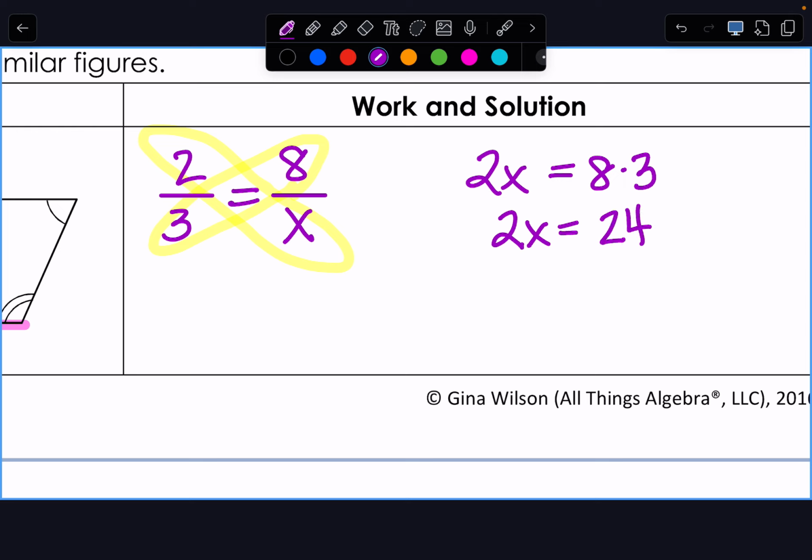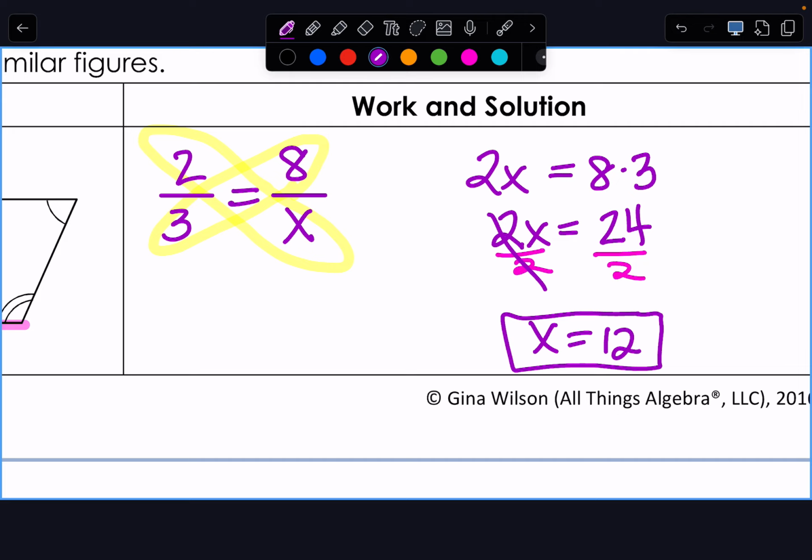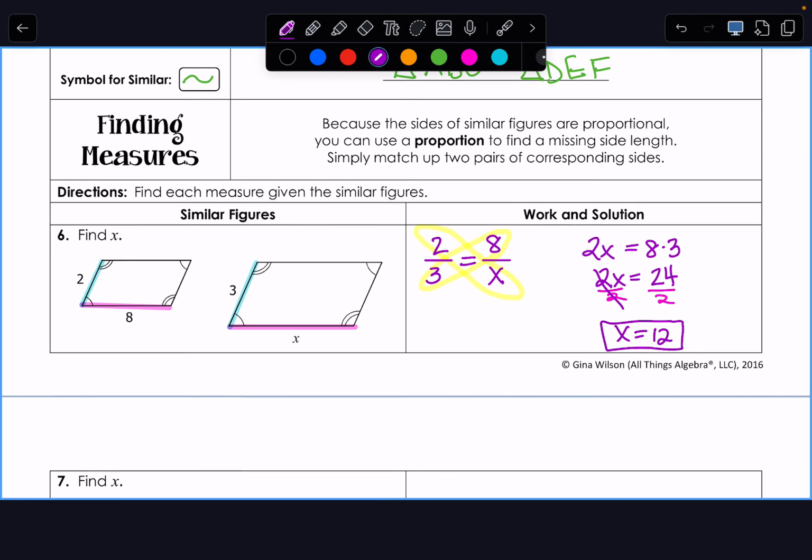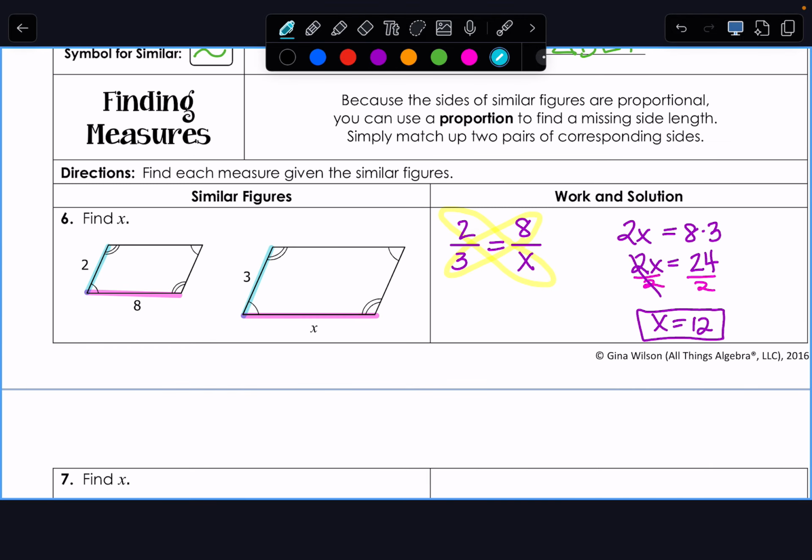Is the answer 12? I am pretty sure that is the answer. How did she get 12? We divided.